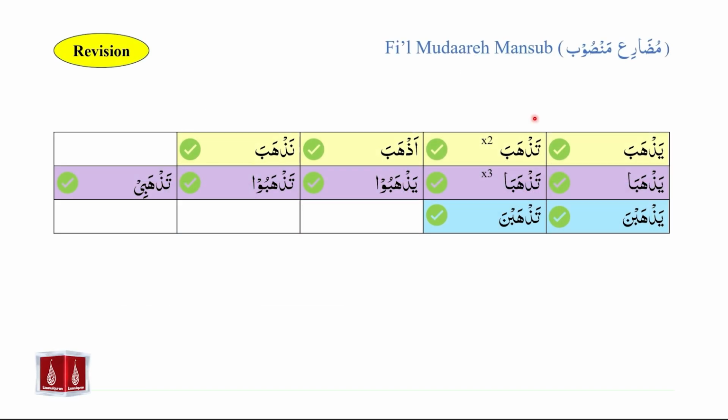The following table shows fi'il mudare in its mansub form. We took our table of fi'il mudare marfu and organized the table into three rows. And the table is as follows: yazhaba, tazhaba, tazhaba, azhaba, nazhaba. Yazhaba, tazhaba, tazhaba, tazhaba, yazhabu, tazhabu, tazhabi, yazhabna, and tazhabna.